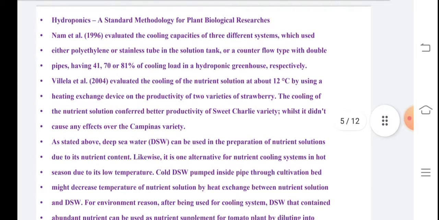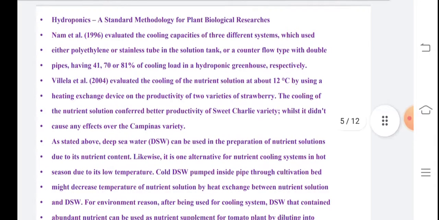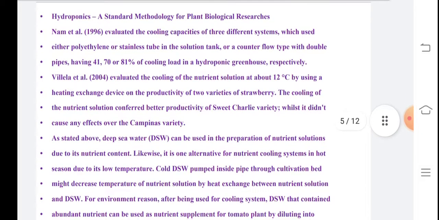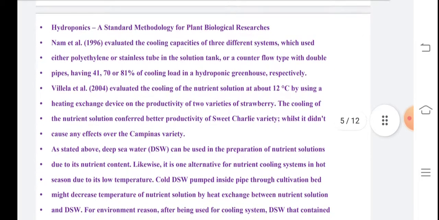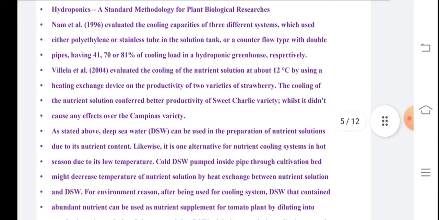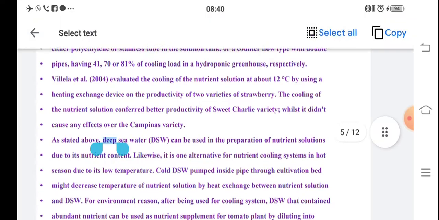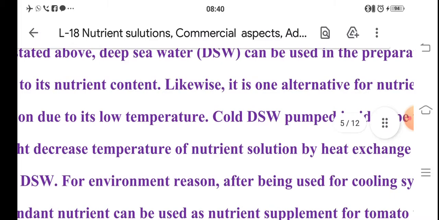Then in hydroponics, as it is supposed to be a standard methodology for plant biological research, there is one authority, Nam and others in 1996, who have shown different experiments using ethyl or polyethylene or stainless tube in the solution tank, and the flow type is double.